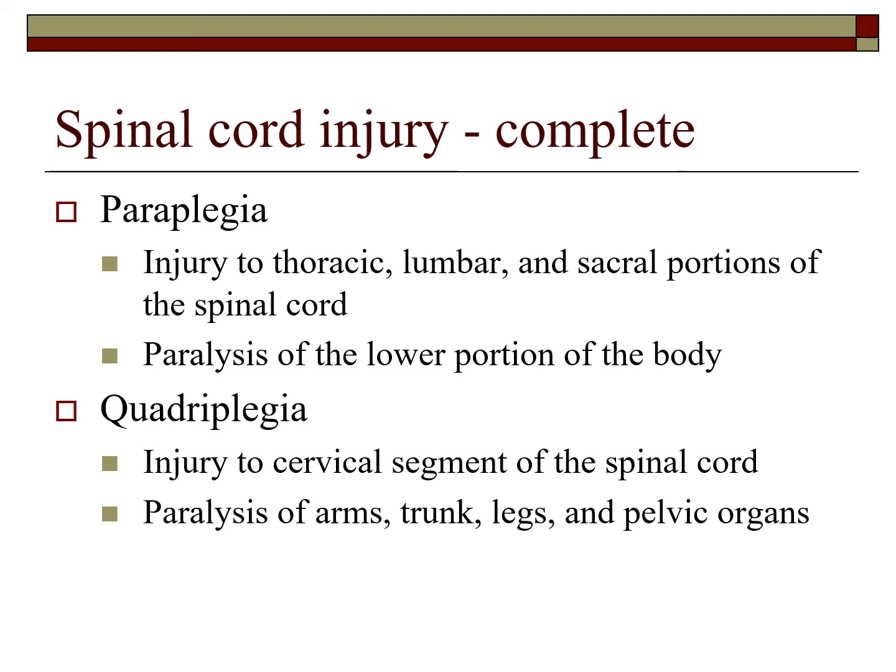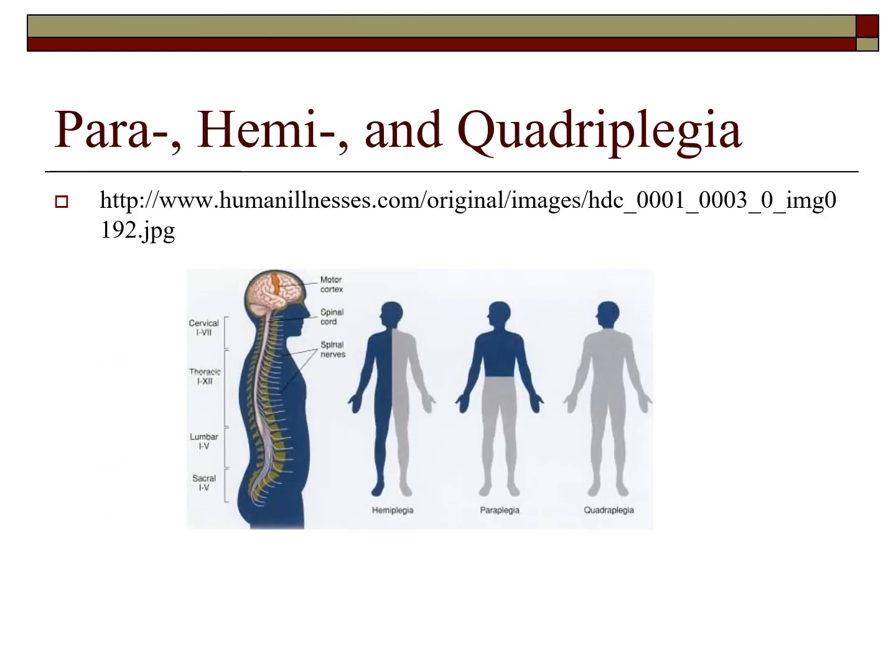Let's look at those in a visual. So here's our para, hemi, and quadriplegia. The areas in gray are the injured areas. And so hemi, you would obviously see that in your stroke patients. So again, just a visualization.